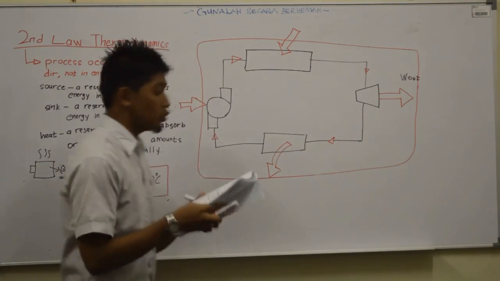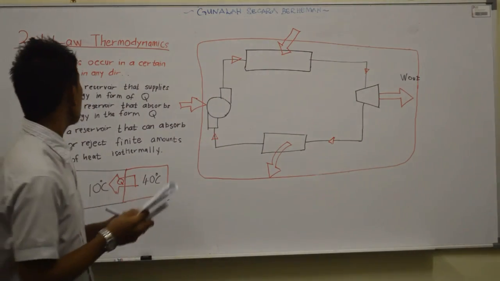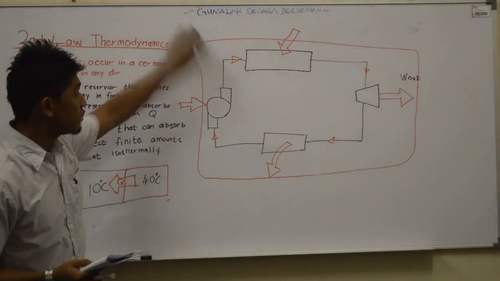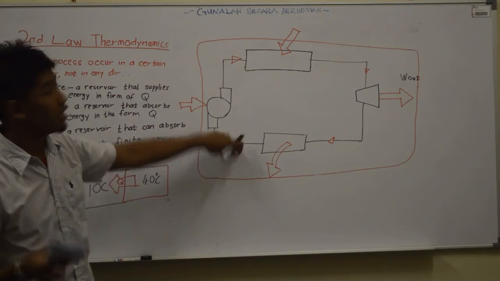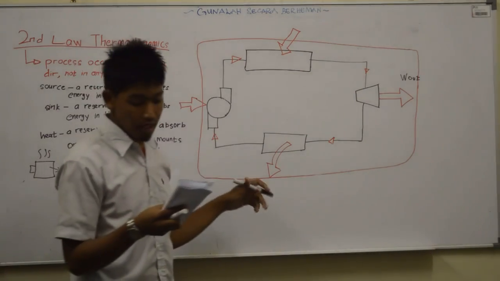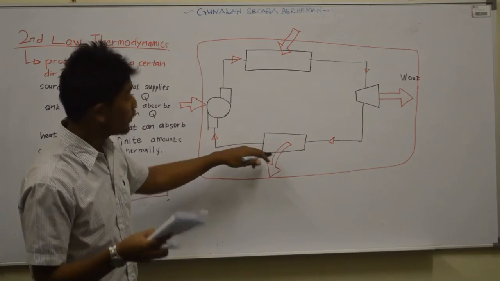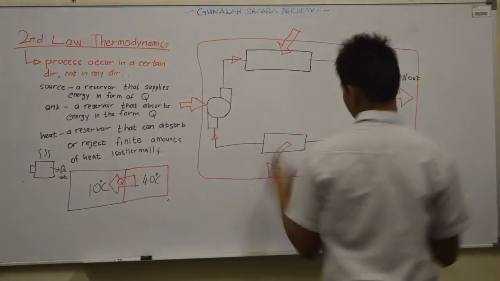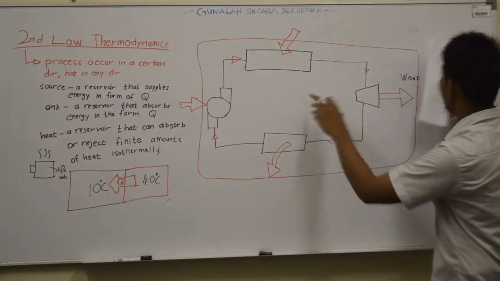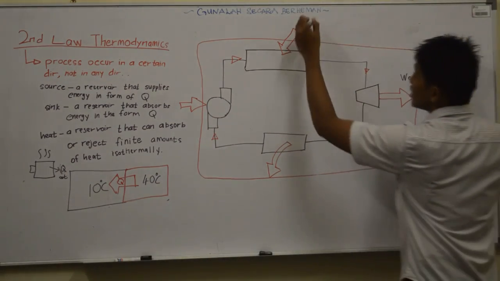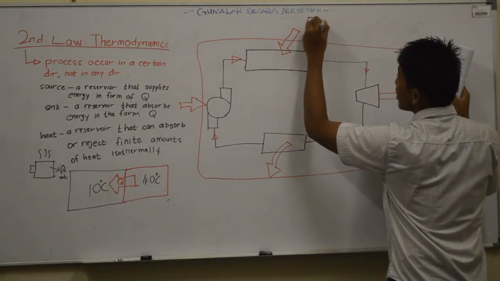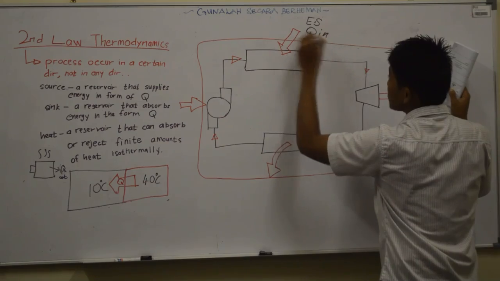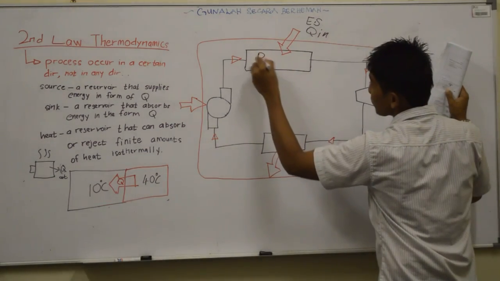Then we will proceed to the application of the second law of thermodynamics. This diagram is called a heat engine. It shows how a heat engine is formed. It has a pump, condenser, boiler, and a turbine. Okay, this is the boiler. We can see the energy source here. The heat will enter at this part, which is the boiler.